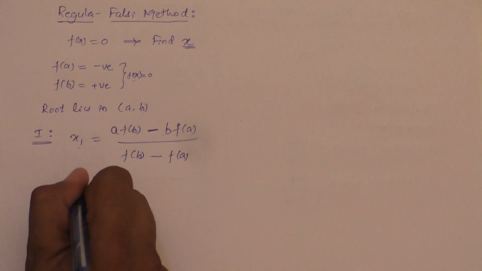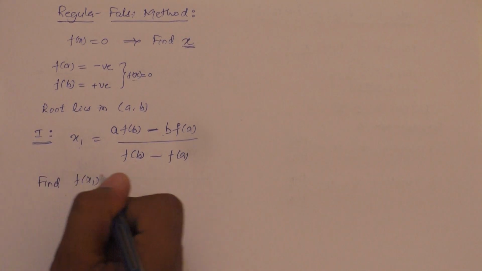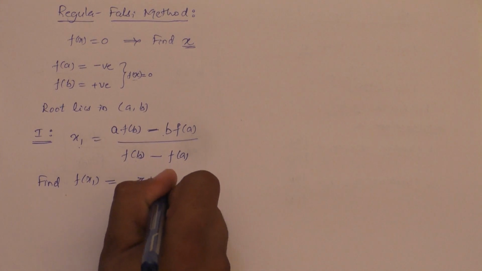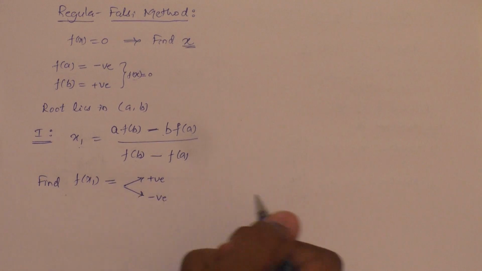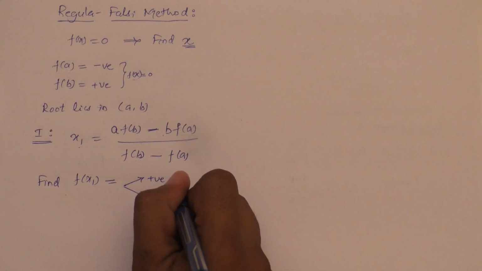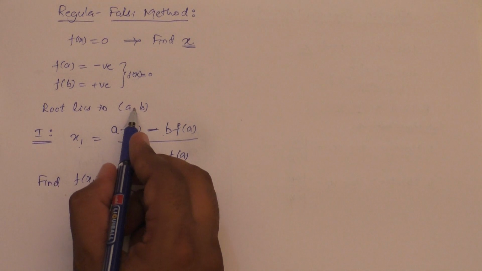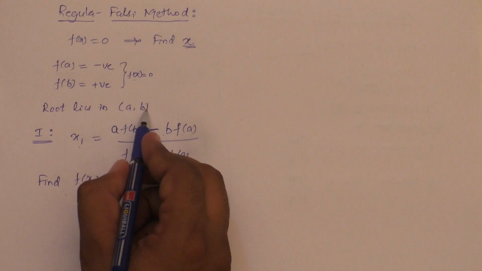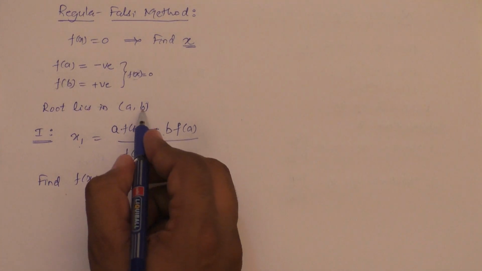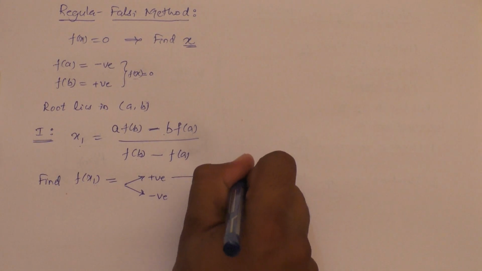Once you get this, find f of x1. You will get some value. It may be a positive value or it may be a negative value. If f of x1 is positive, then since f of b earlier was positive, you replace b by x1. So the root lies between a and x1.